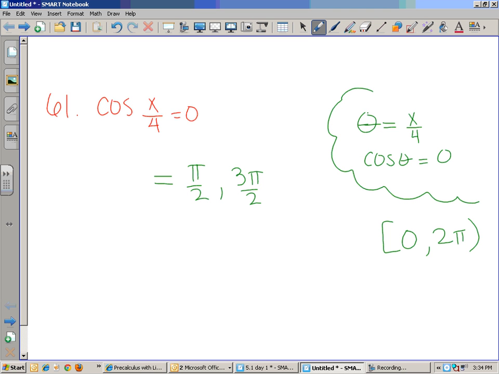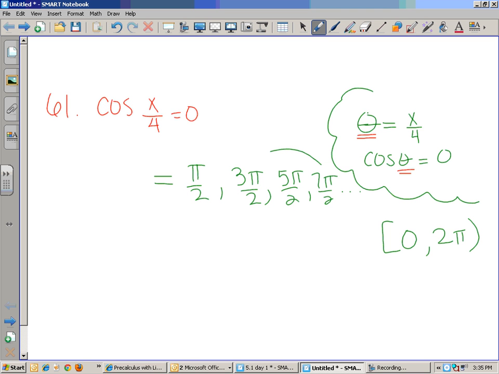Okay, so the cosine of something is 0 when that something is equal to pi over 2 or 3 pi over 2. Now, I'm going to write out some other numbers here because I want to make sure that I stay within that 0 to 2 pi. The next one would be 2 pi from here, so 5 pi over 2, and then 2 pi from there, 7 pi over 2, dot, dot, dot, on and on forever.